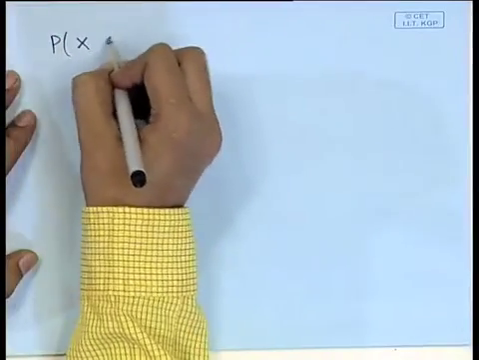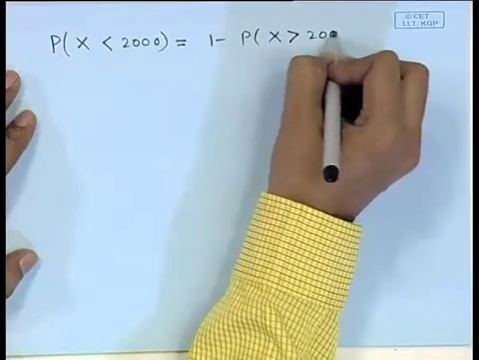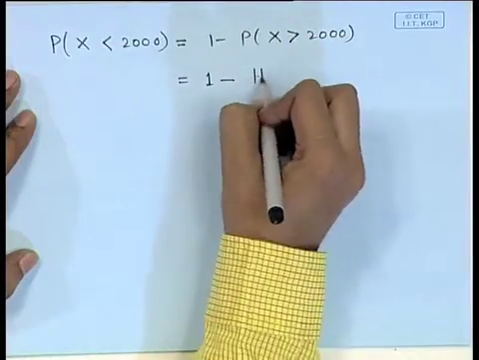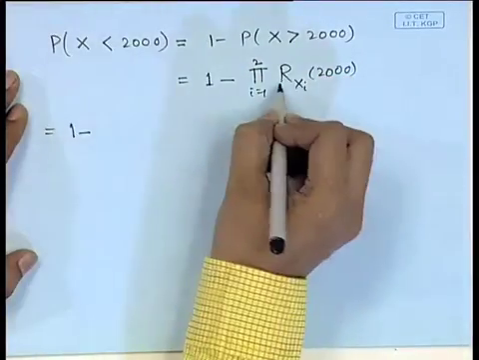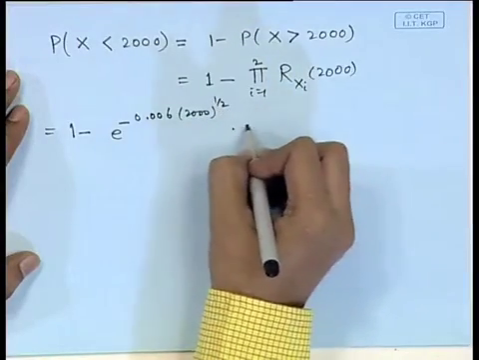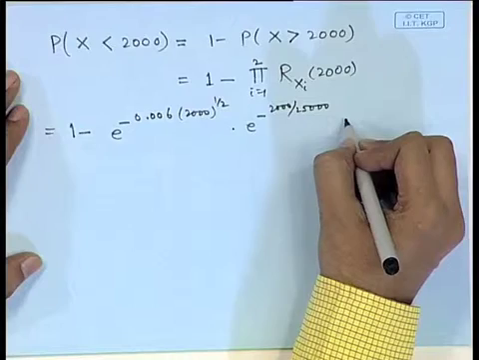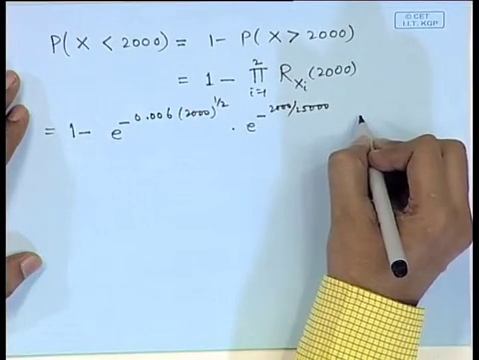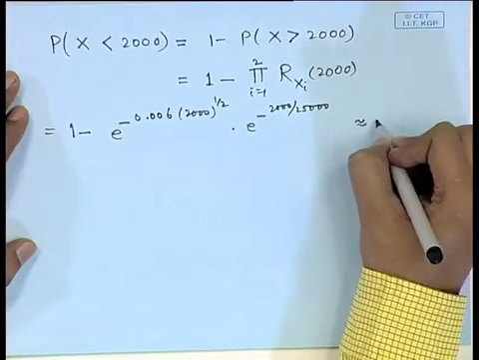Now, the next part of it is, what is the probability that the system fails before time 2000 hours. That means, what is the probability that x is less than 2000. Now, this can be written as 1 minus the probability that x is working at 2000 hours. Once again, it is the product of the reliabilities at 2000 hours. So, we substitute the values: 1 minus e to the power minus 0.006 times 2000 to the power half, times e to the power minus 2000 divided by 25,000. After some simplification, this value is approximately 0.98.